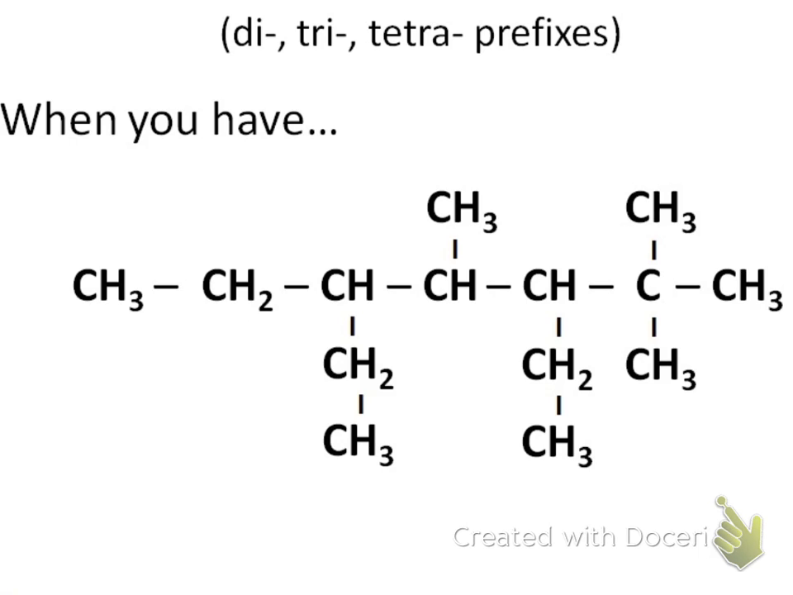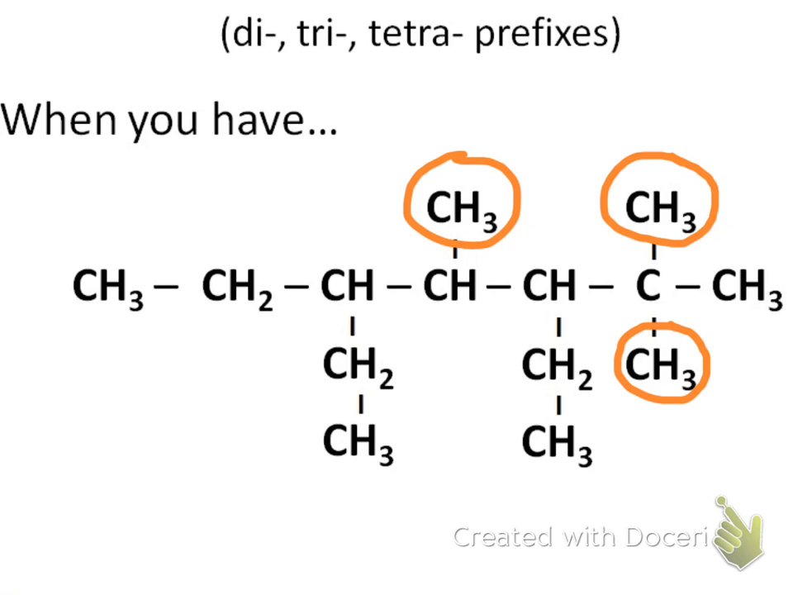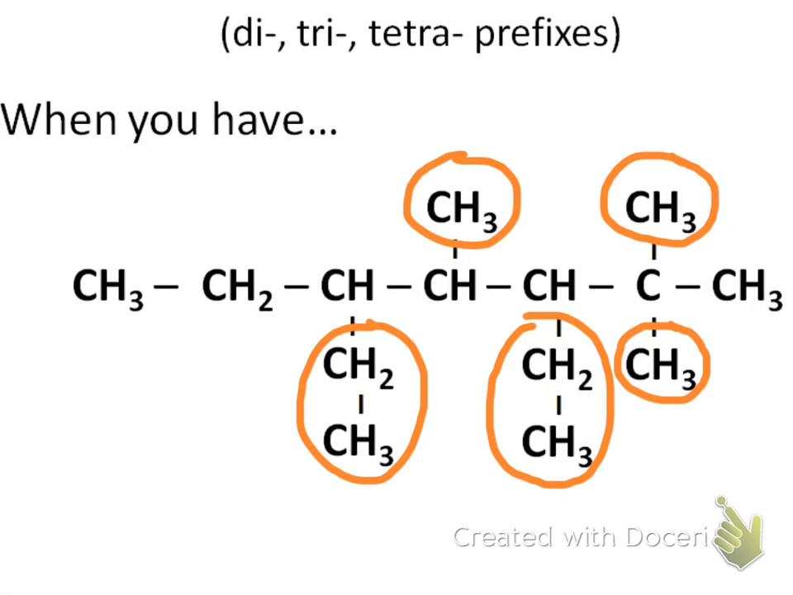Now, if we have more than one alkyl group of the same kind, we should use prefixes di, tri, tetra, etc. So in this case, we will start counting from right to left again. We should name the branches in alphabetical order, so we start with the ethyl groups, then the methyl groups. So we would have a 3,5-diethyl-2,2,4-trimethylheptane.